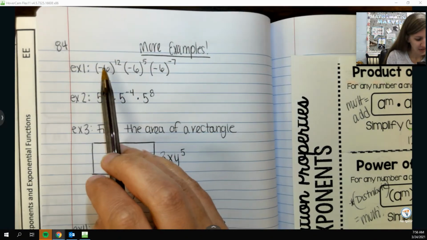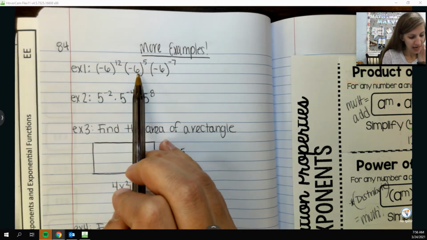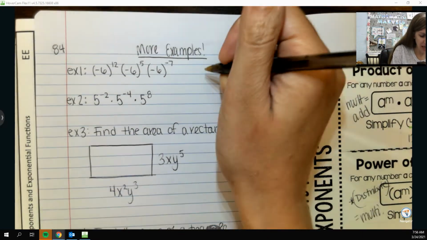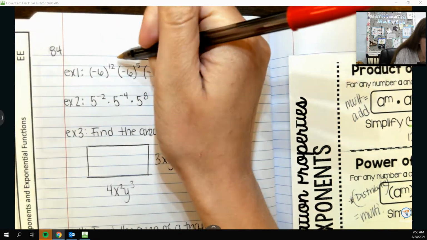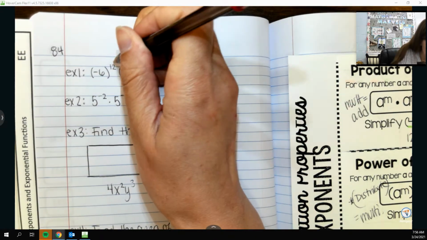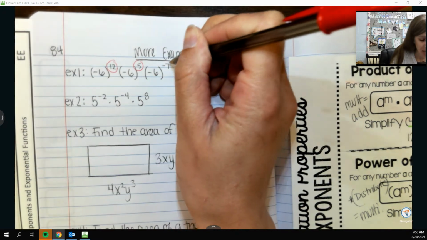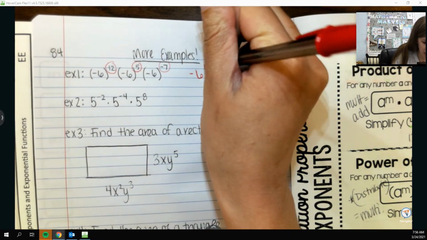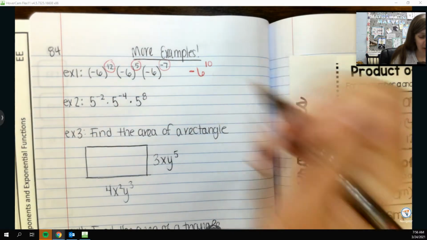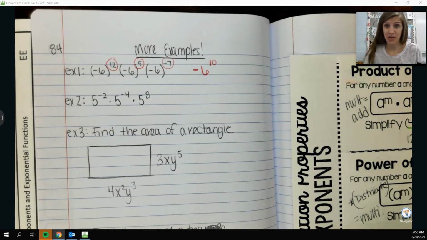Okay, so since these bases here are all the same, they're all -6, that means I can write the base once and then add up all the exponents. So I'm adding 12 plus 5, which is 17, and then plus a -7, which makes it overall 10. Now, -6 to the 10 power is real big, so I'm not going to do that in my head. I will just do that on my calculator.